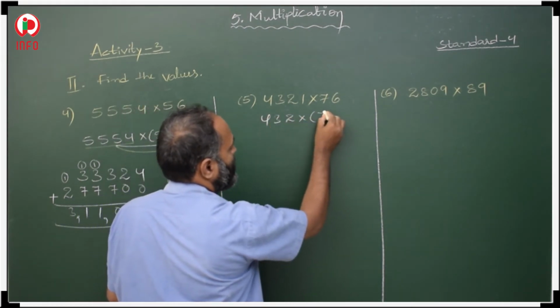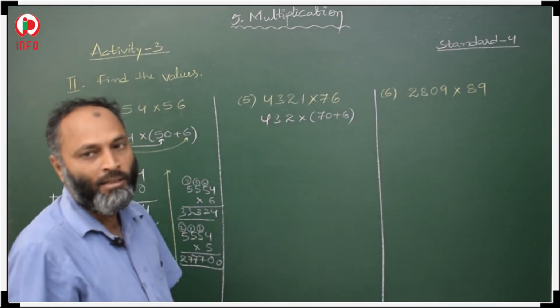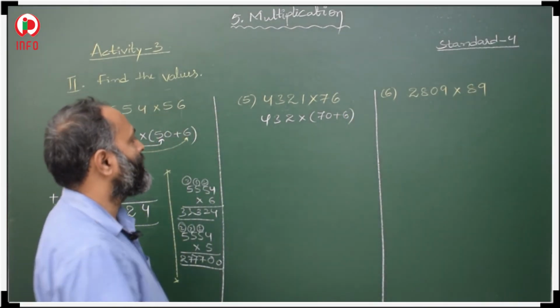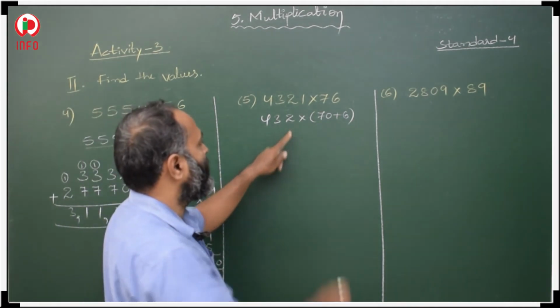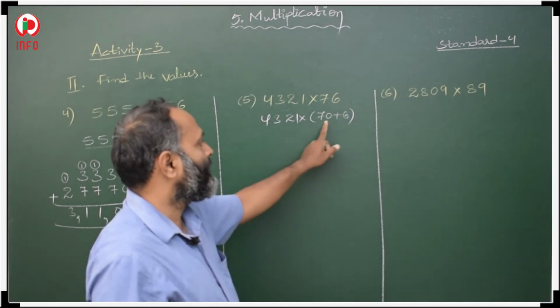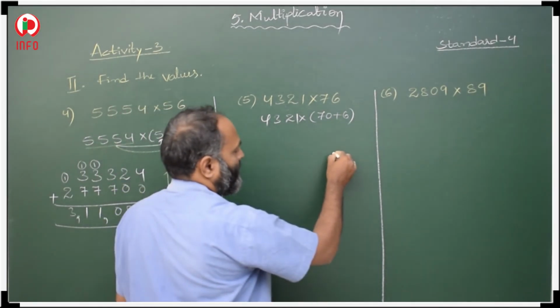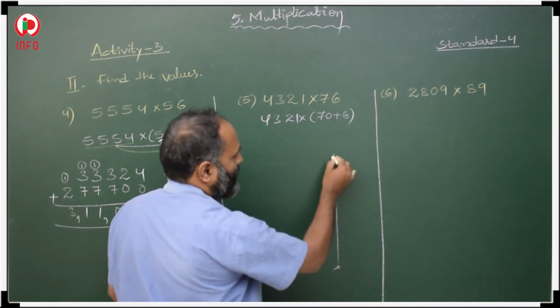76 means 70 plus 6. 70 plus 6. 4,321 here into 70 plus 6. Now, first what we have to do?